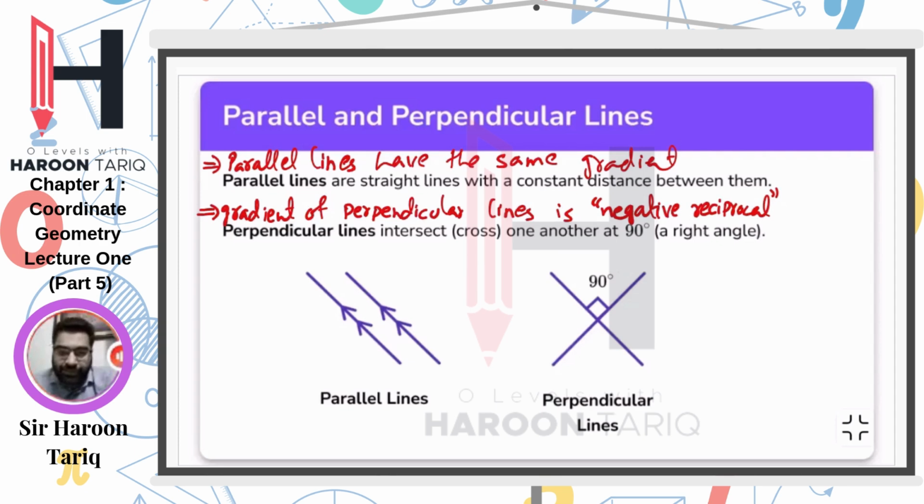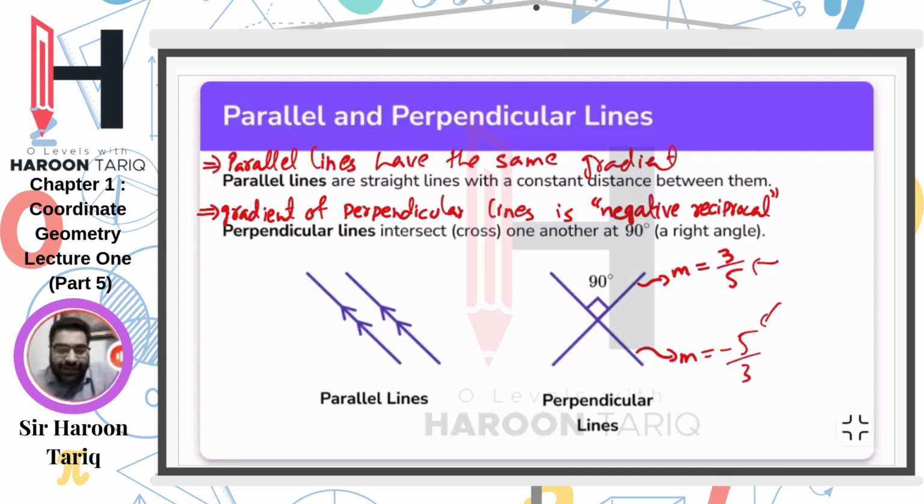Okay, now I'm taking a different value. The gradient of this line is positive 3 by 5. What's the gradient of the perpendicular line? What would be the gradient here? Change the sign. That was positive. This would be negative. Take reciprocal. This was 3 by 5. This becomes 5 by 3. That's it. Is this term negative reciprocal clear, guys?